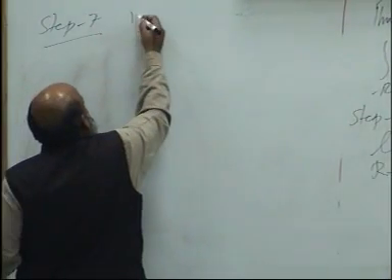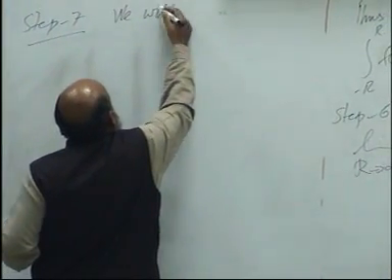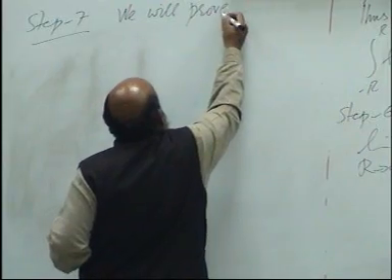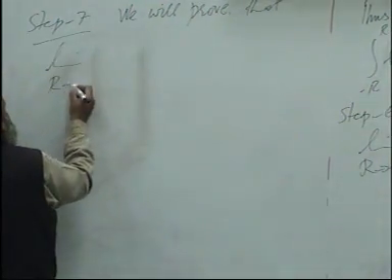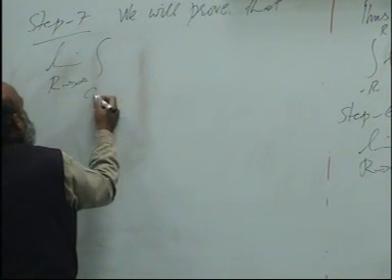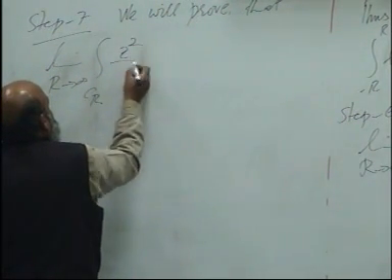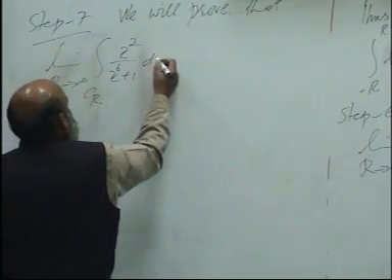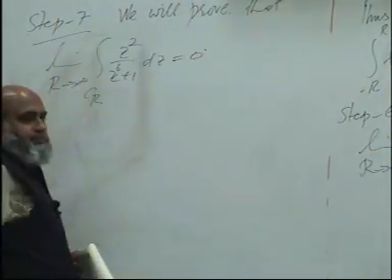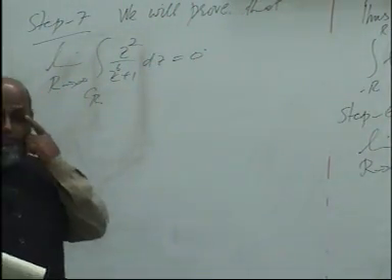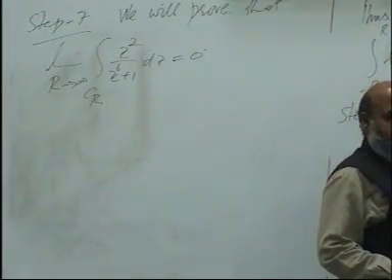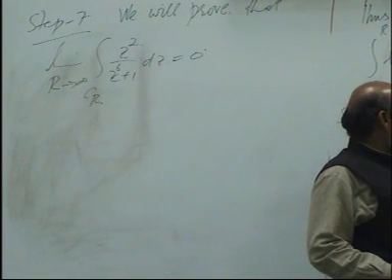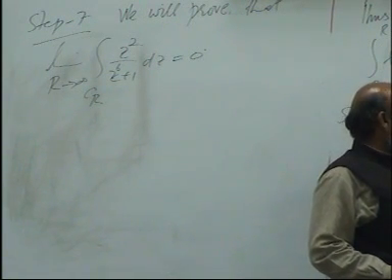we will prove that limit r tends to infinity integral over CR f of z dz is equal to 0. This part is 0. Okay. So the final will remain over here.